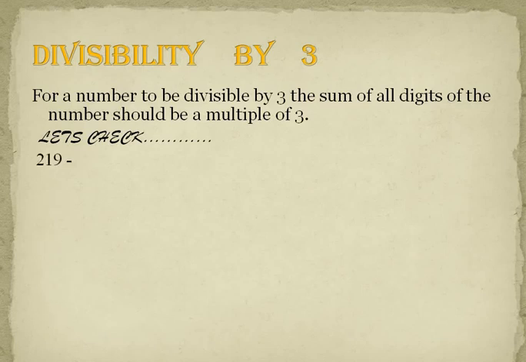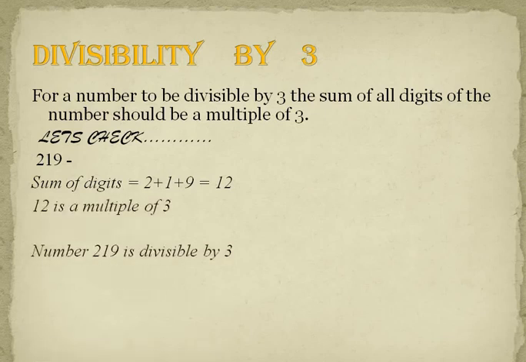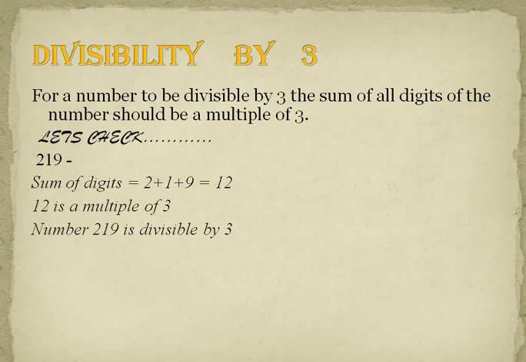Let's check it out. The first number that we have is 219. The digits are 2, 1 and 9. If I add all three digits, the sum comes out to be 12. And you know that 3 fours are 12, that is, 12 is a multiple of 3. Therefore this number is divisible by 3.